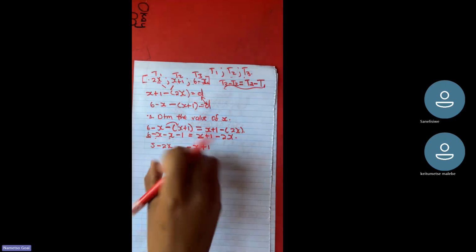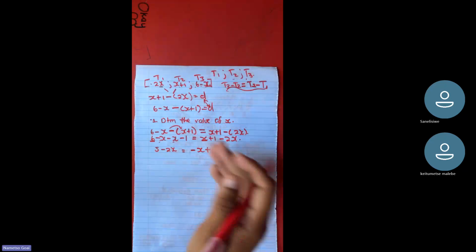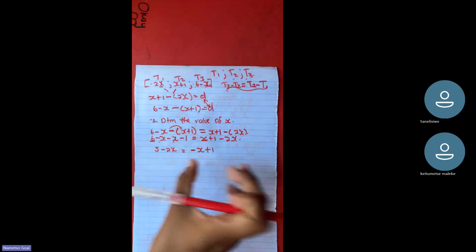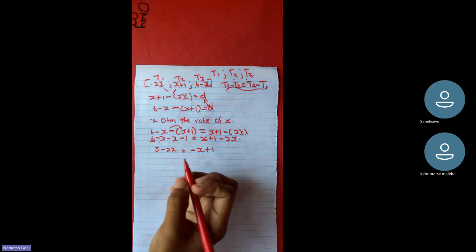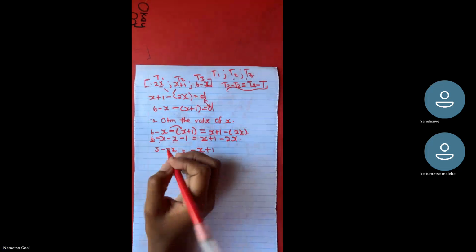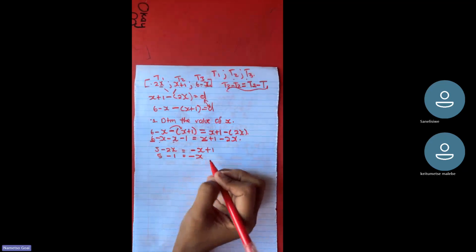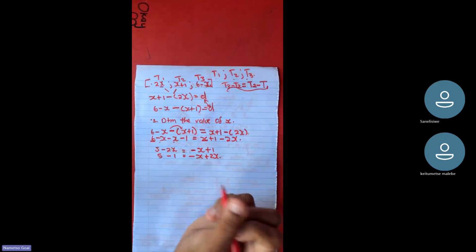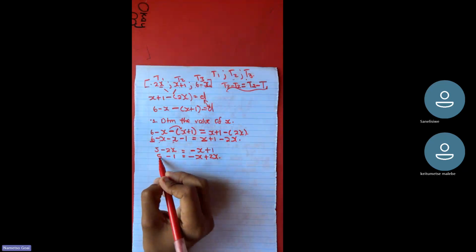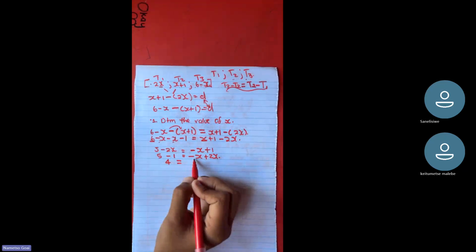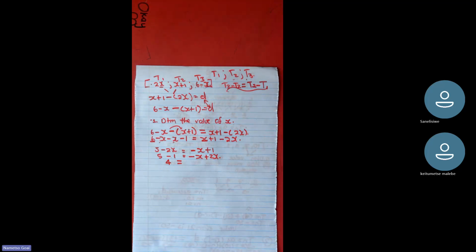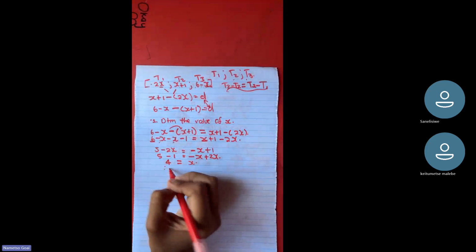Right. So now we have to transpose and have our respective like terms on their own individual sides. So we're going to have 5, transpose the 1, minus 1 equals 2 minus x plus 2x. Right. Now 5 minus 1 gives us 4. Minus 1 plus 2 is positive 1, so positive 1x. So therefore, our x equals 4.